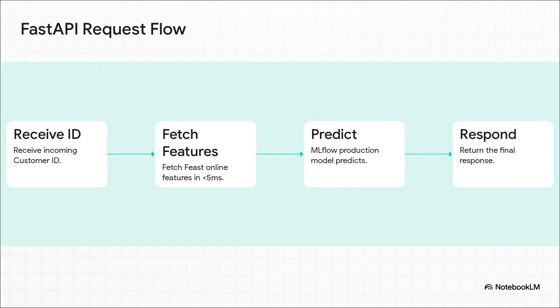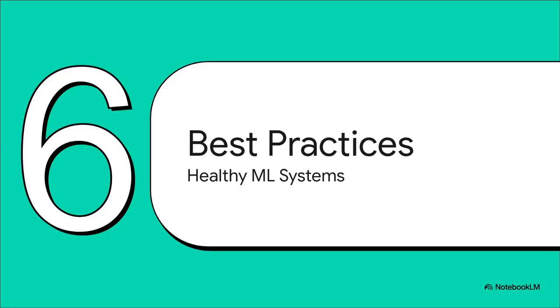When it all comes together in our final fast API service, it is a thing of beauty. A request comes in, right? Just a customer ID. Our service hits the Feast online store, grabs all the fresh features in under 5 milliseconds, passes them to our MLflow model, gets the prediction, and boom, returns the response. And the absolute magic here, we are using the exact same feature definition list for live inference that we use during training. Mind-blowing, right?